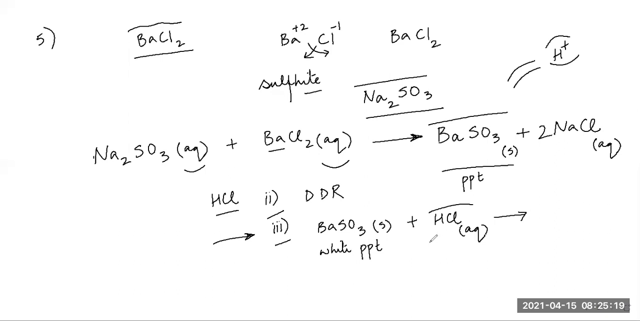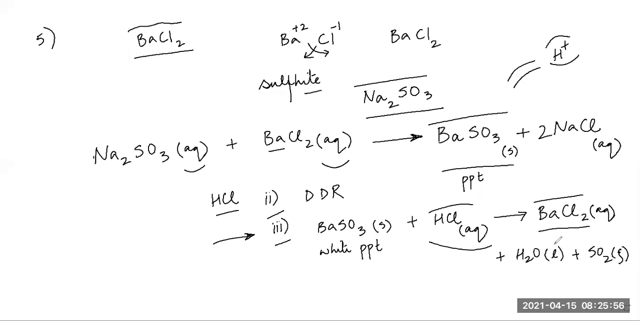So, hydrochloric acid is a very good acid. It gives us BaCl2, aqueous barium chloride, plus H2O, obviously liquid, plus SO2 gas, right? This is sulfur dioxide. Now, as a reaction product, barium chloride is water soluble. It dissolves in the water, so the white precipitate disappears. Beautiful.